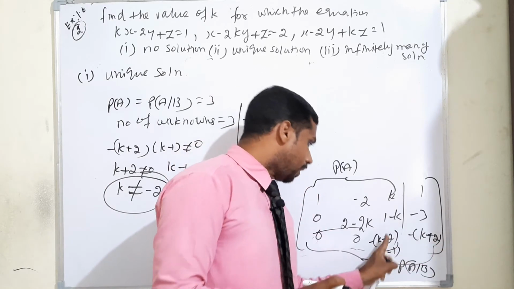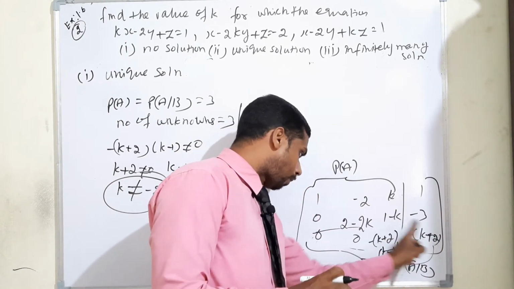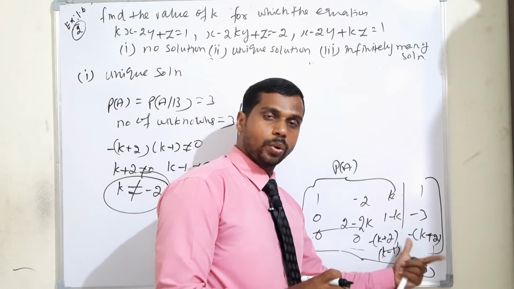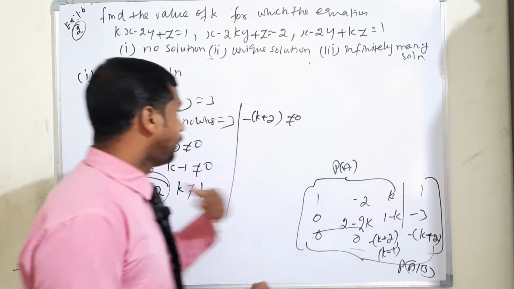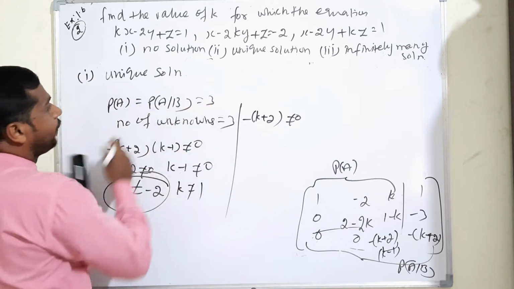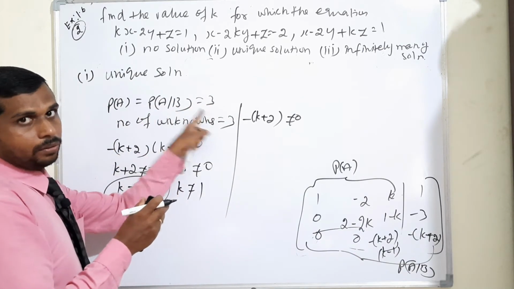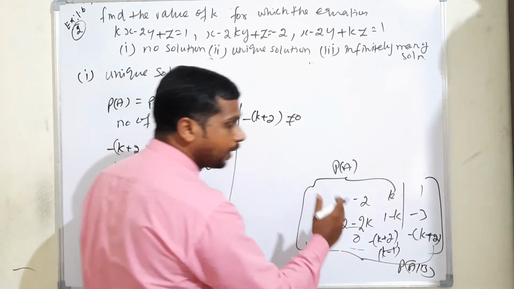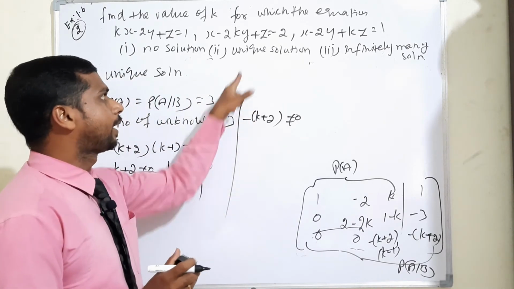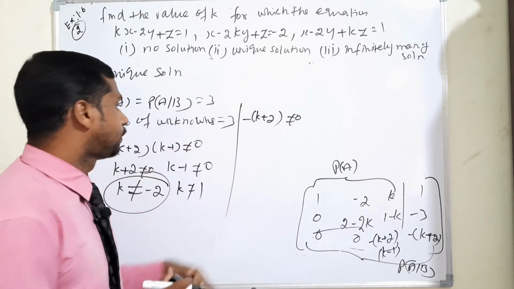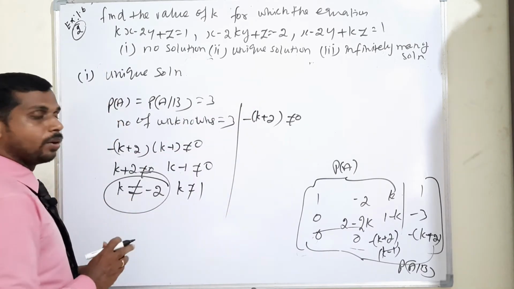If it's 0, here also minus 2 plus 2 means 0. So completely we can show it. If we consider k equal to minus 2, it means a completely 0 row. We have the condition that the rank is always equal to 3, which means 3 non-zero rows. If any one row is 0, our proof is not correct. It's not a unique solution. That's why we are saying the main condition is k not equal to minus 2.